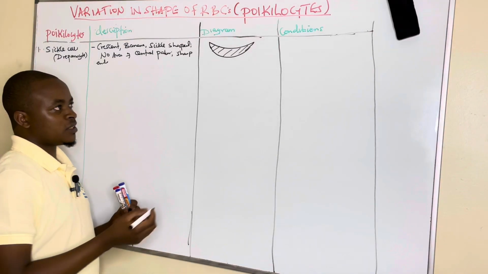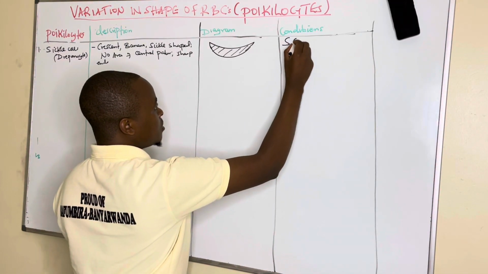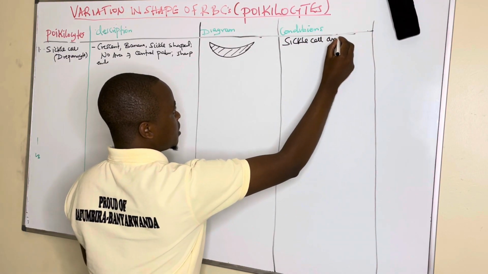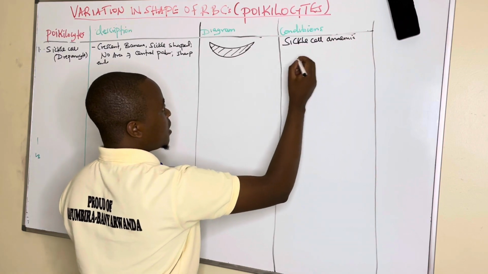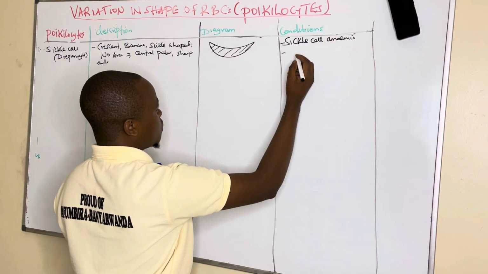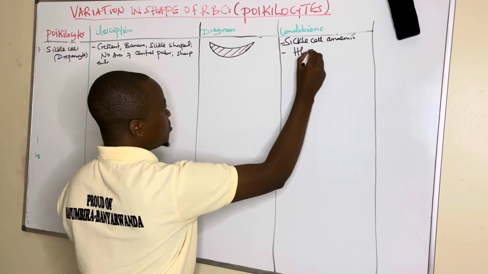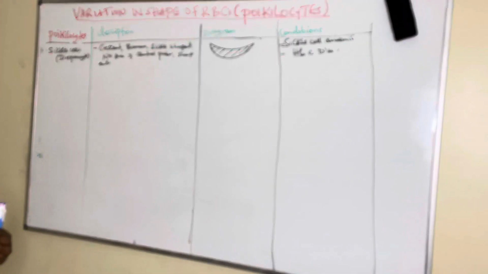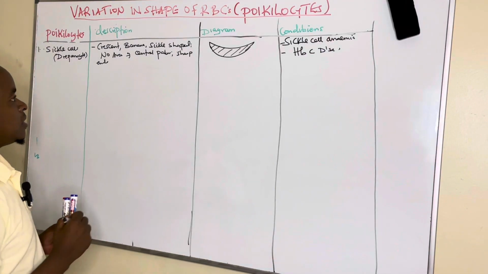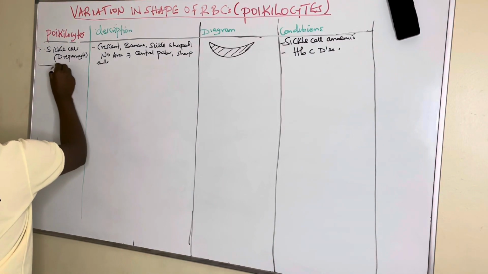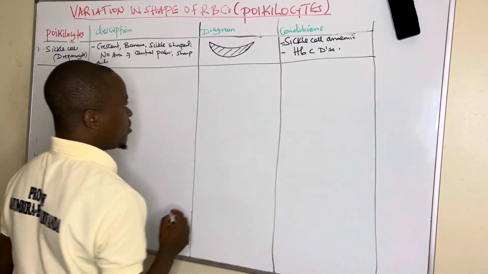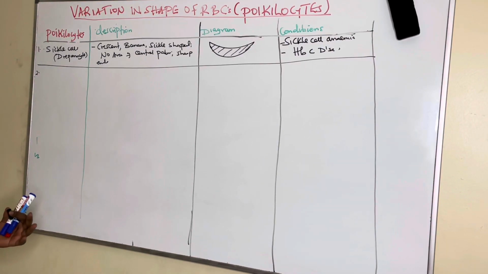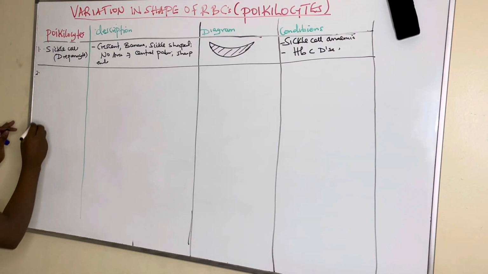And these cells are seen in sickle cell anemia. You can see them in sickle cell disease, or what we call sickle cell anemia. You can also see them in hemoglobin C disease. But majorly in sickle cell disease, that's where we see these drepanocytes. After knowing drepanocyte, the second cell we can talk about in this different poikilocyte is target cell.